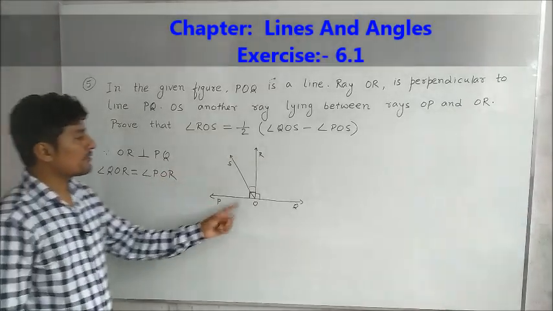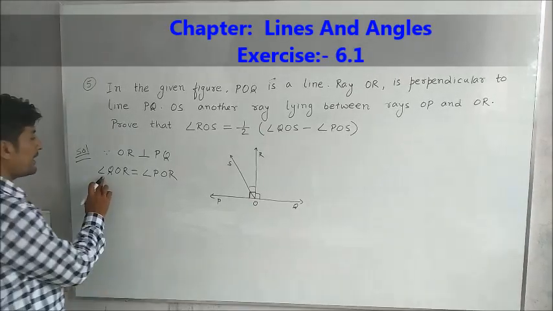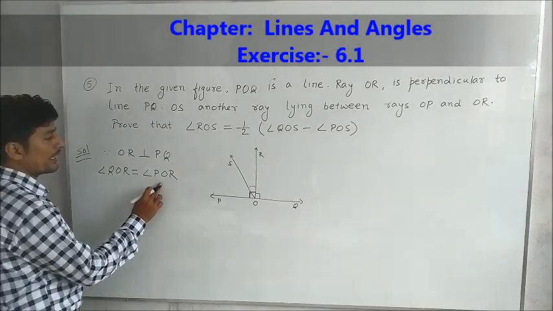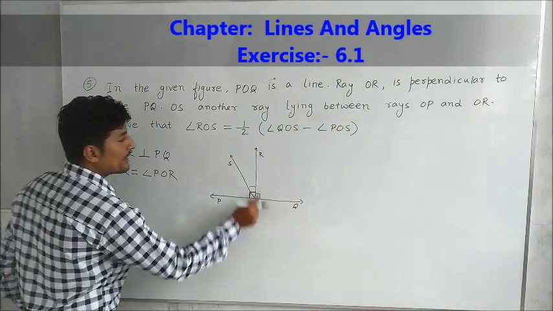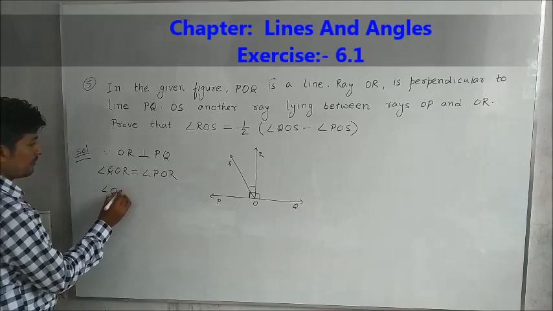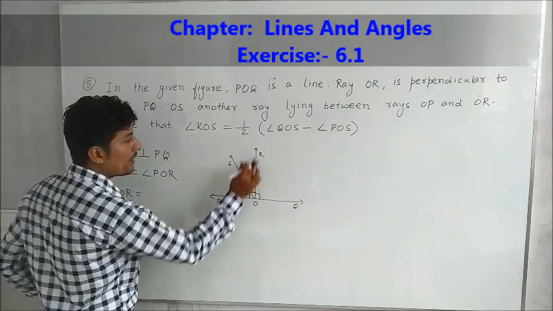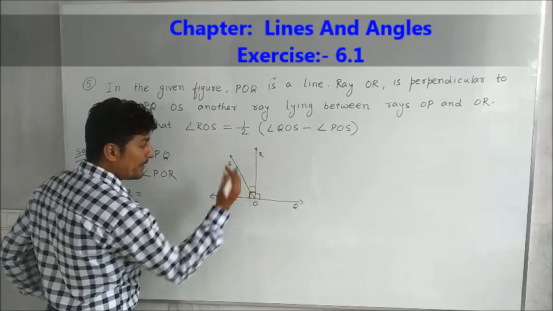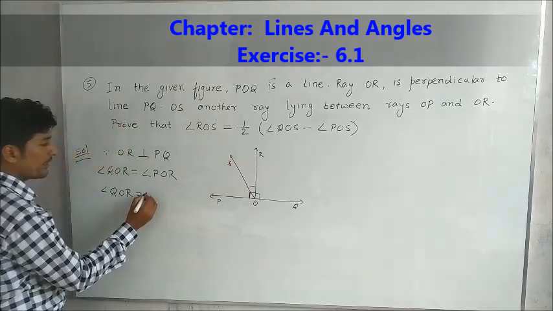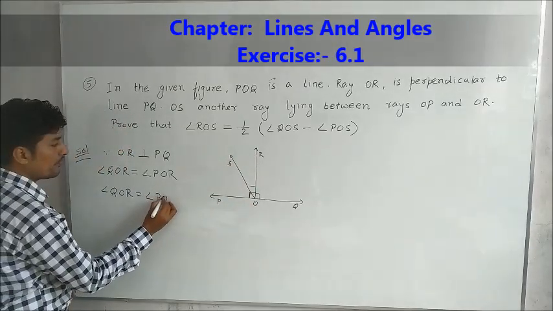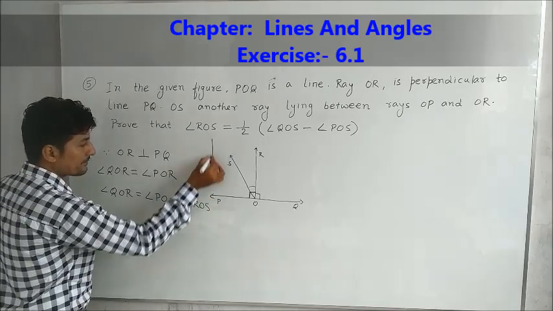The measurement of both the angles will be equal because both are equal to 90 degrees. After adding, angle QOR equals angle POR, so we can write angle QOR will be as it is, no change. Now in place of POR, angle POR can be written as angle POS plus angle ROS. So here we can write angle POS plus angle ROS.